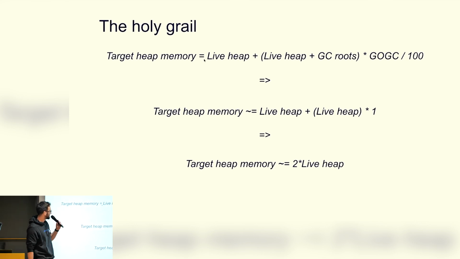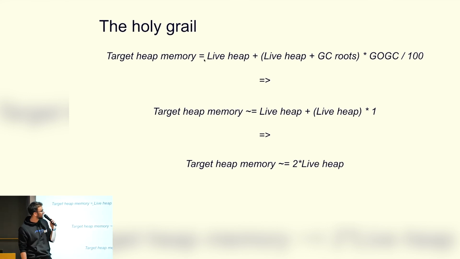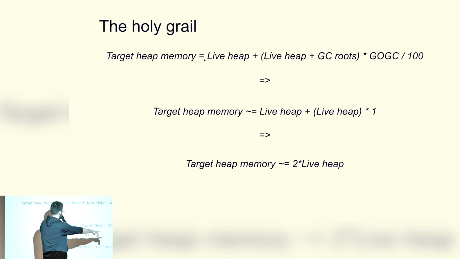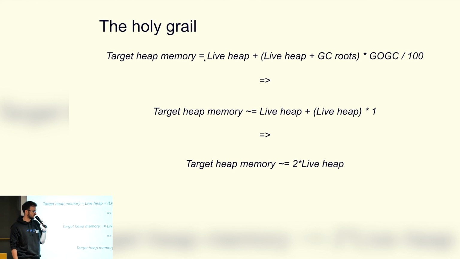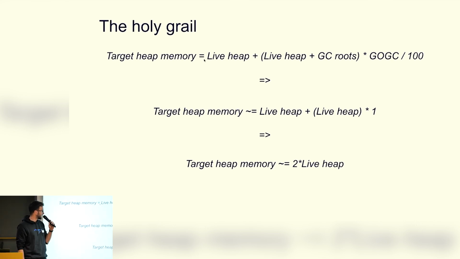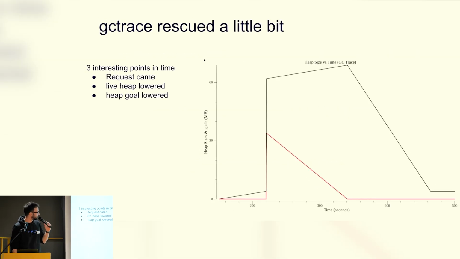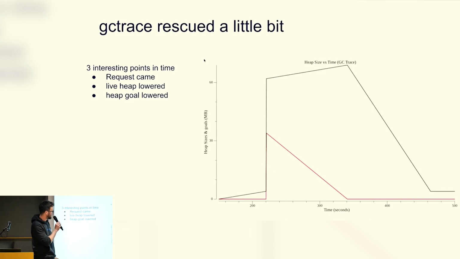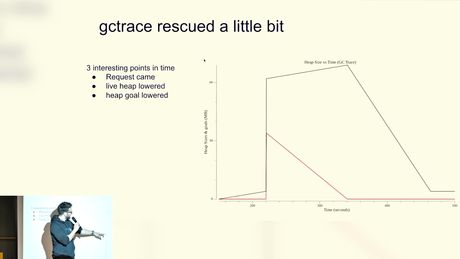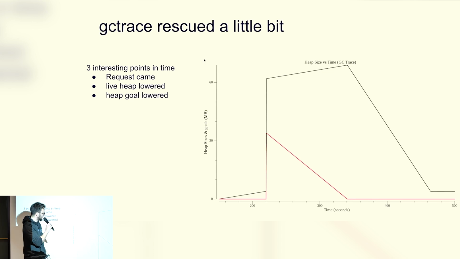So if we simplify this, we can remove the GC roots because it's not significant in our case, and we get 1 here. So the total heap memory is more or less twice the live heap memory. Okay, it's starting to make sense, at least for me. If we go back, we can see that it works as the formula suggested. At this point of time, we requested around 30 megabytes, that's the live heap, and around double that, that's the heap goal.